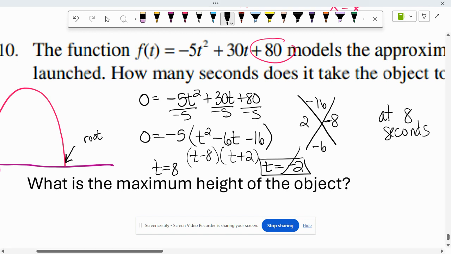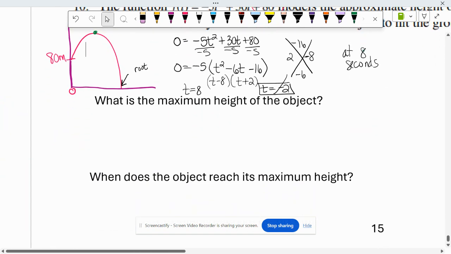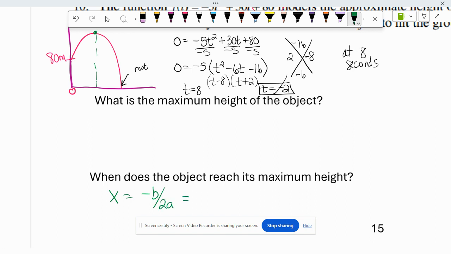It says, what is the maximum height? Well, that is asking me about my vertex. I need to know how high it goes. I'm going to shrink this up. It also wants to know when it reaches its maximum height. So I'm going to do the bottom question first. X equals the opposite of B over 2A. And then I'm going to use whatever I get there to plug into the equation.